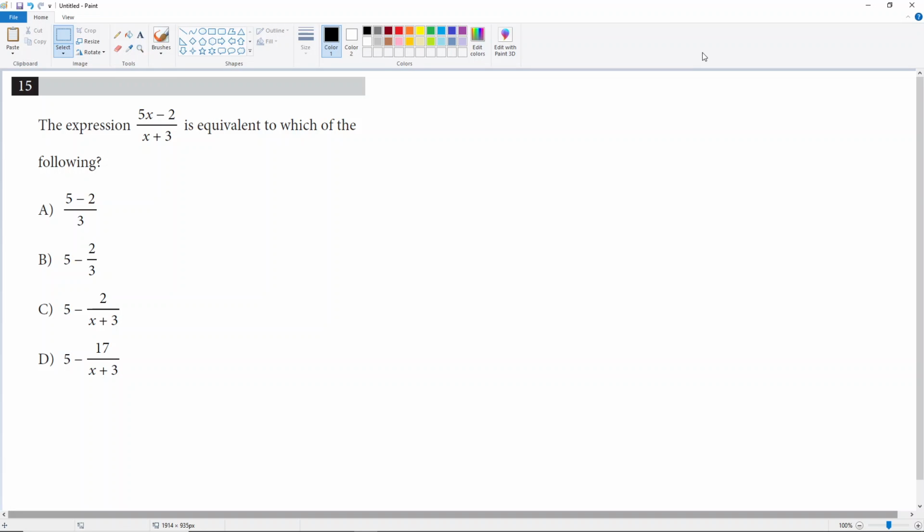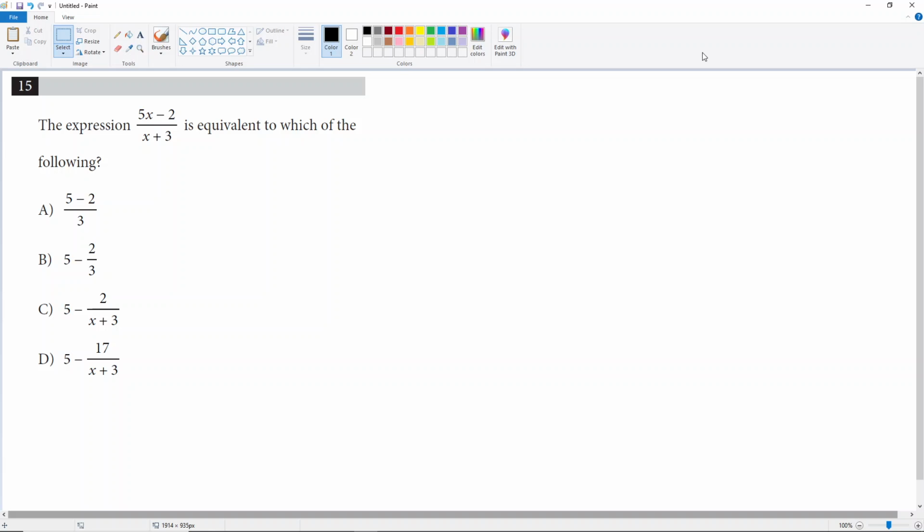This is question 15, SAT Practice Test 2, No Calculator section. The expression (5x minus 2) over (x plus 3) is equivalent to which of the following? And then they have 4 answer choices. This is not the grid-ins.